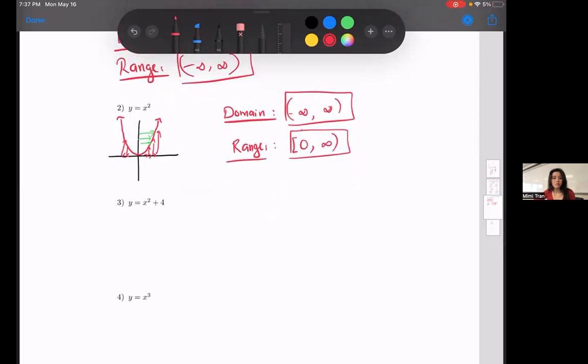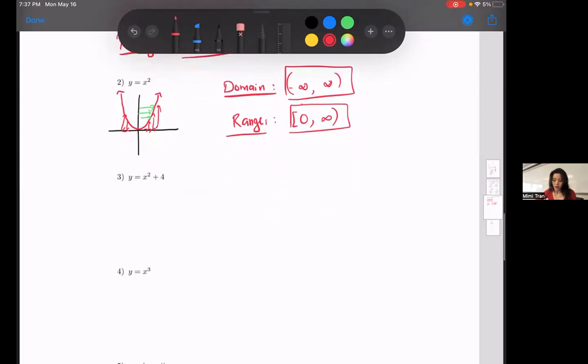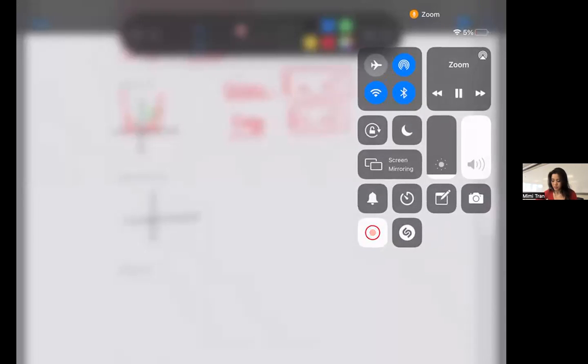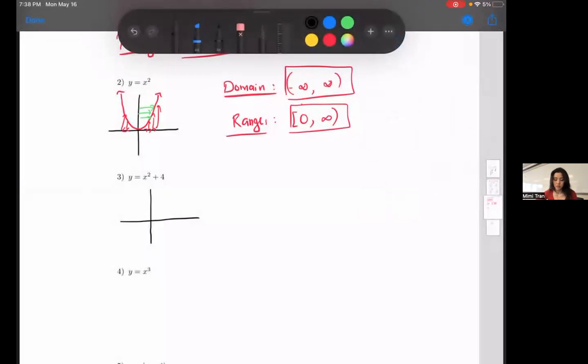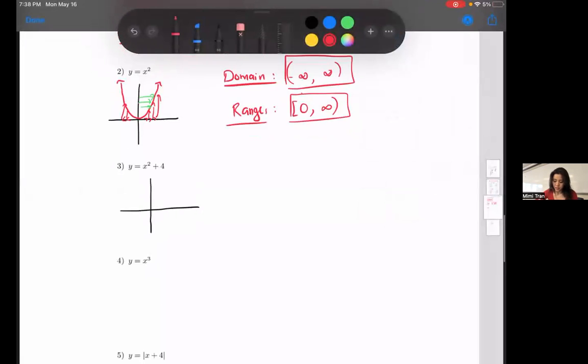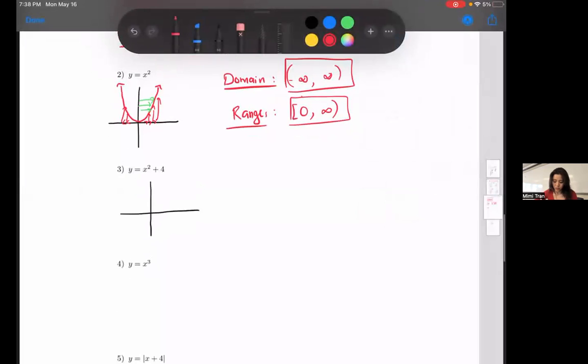We did this before, okay? Number 3, y equals x squared plus 4. A graph looks like this. It's the same thing as y equals x squared, it just moves upward, moves up 4 units. So here is 4, that little intersection right there is 4.